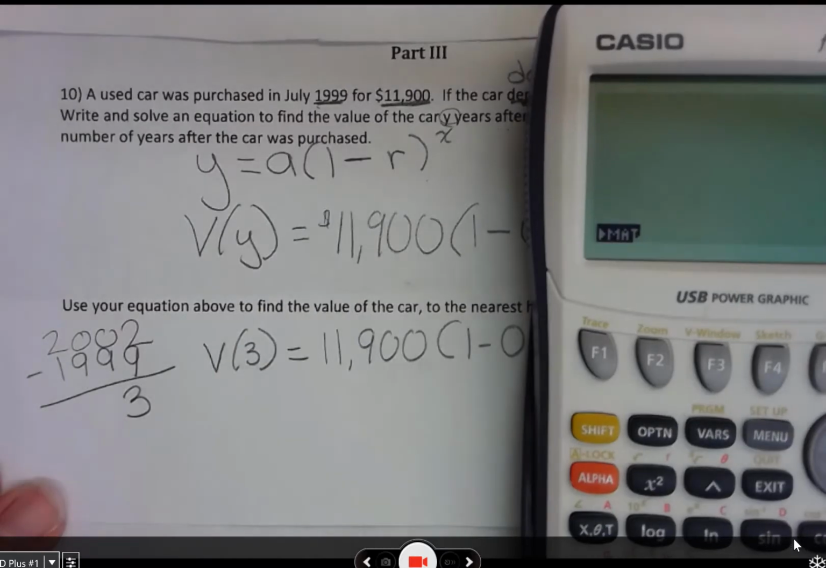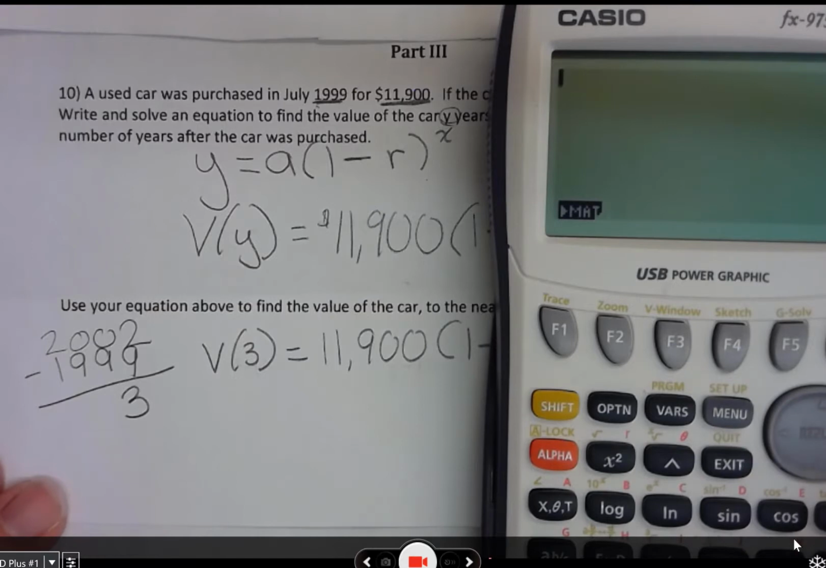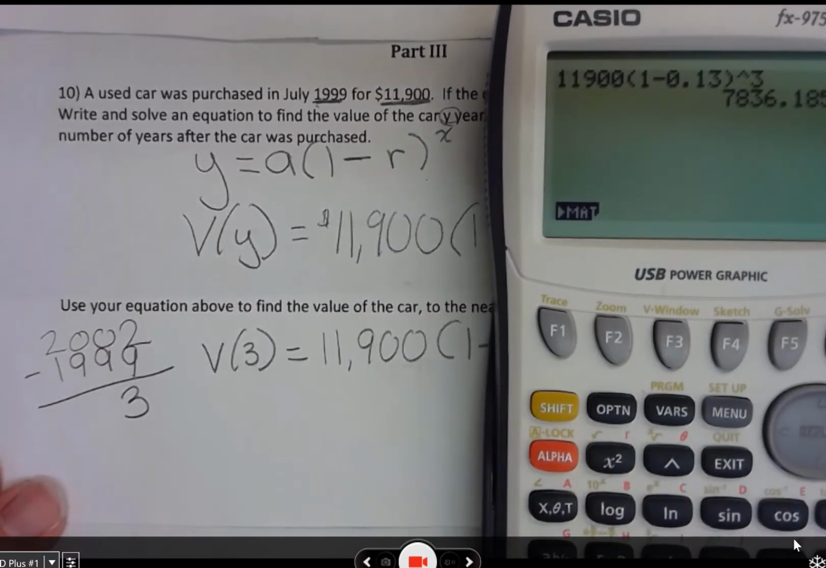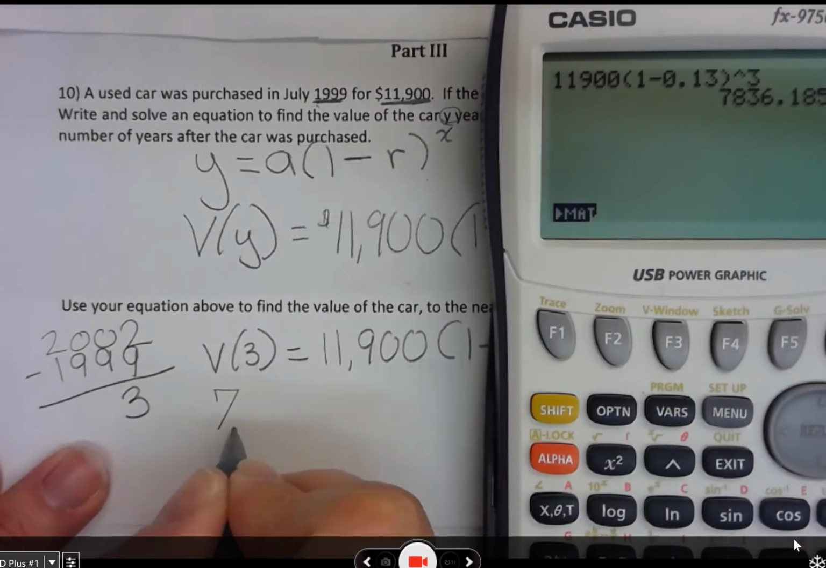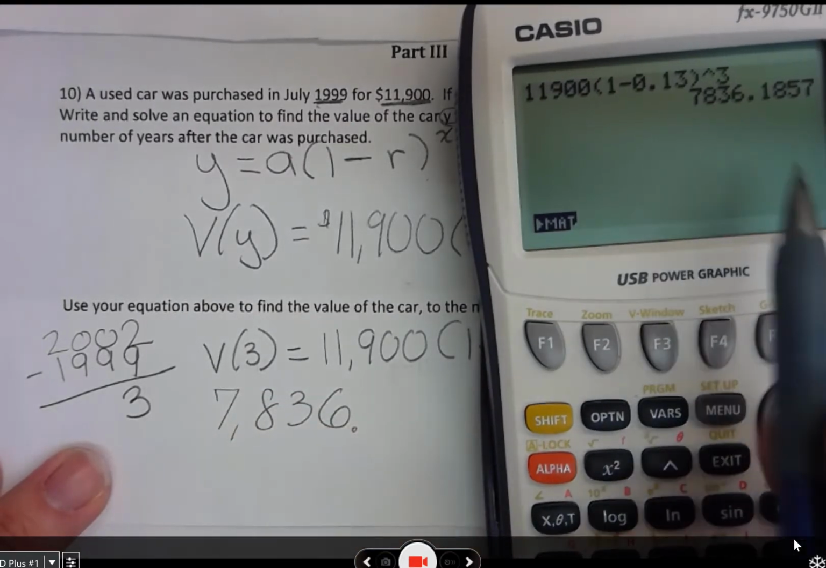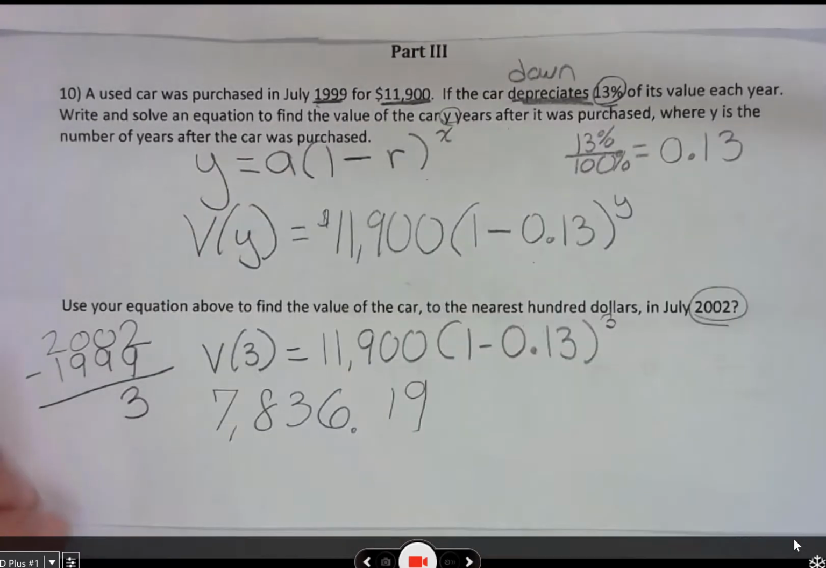So you can put this into the calculator. $11,900, 1 minus 0.13, our rate as a decimal. We're going to enter the exponent of 3. And we get that the value of the car is now $7,836. And if I round to the nearest cent, the 5 will tell the 8 to round to a 9. So this is rounded to the nearest cents.